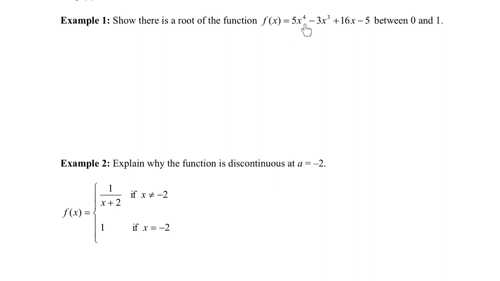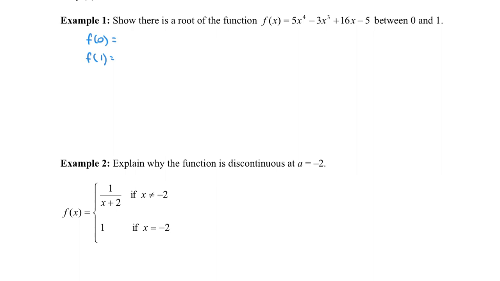And we can see this is just a polynomial. And we know that polynomials are continuous on their domains. And of course the domain here is all real numbers. So it's continuous everywhere, so there are no gaps or jumps. So to show there's a root of this function between 0 and 1, I could do this. I could say, well, what is f of 0? What is f of 1? And here's how we'll make this work.